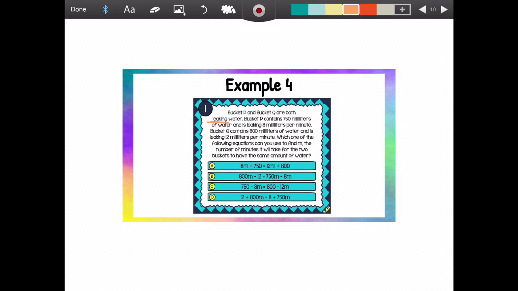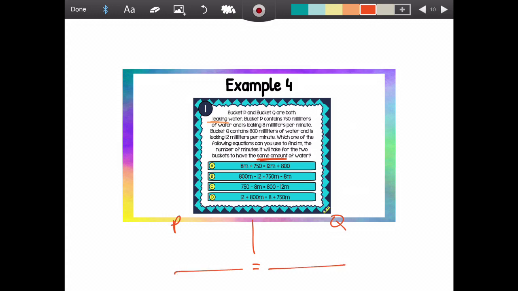Bucket P contains 750 milliliters of water and is leaking 8 milliliters per minute. Bucket Q contains 800 milliliters of water and is leaking 12 milliliters per minute. Which of the following equations can be used to find M, the number of minutes it will take for the 2 buckets to have the same amount of water? All right, so we want to find where they're the same. So we're going to set them equal to one another. Okay, we have bucket P and bucket Q.